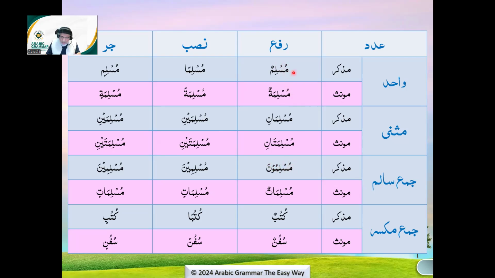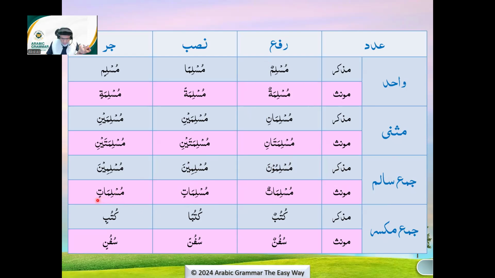So this chart is for the same word Muslim in all four categories, like the Wahid, Mutanna, Jama Salim, and the Jama Mukassar. In the Jama Salim, I have the Mudakkar with Muslimuna, Muslimina. So this is the Ina sound. And you will see this in the Quran that it sometimes is Muslimuna and sometimes is Muslimina. Now, same thing when you make it into Muannas, Muslimatun is the Rafa sound and Muslimatin is the Nasab sound and Muslimatin is the Jar sound.